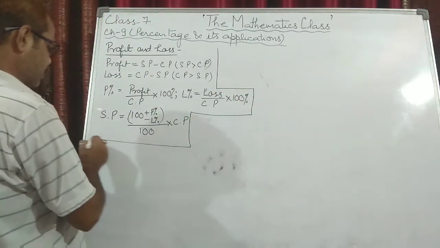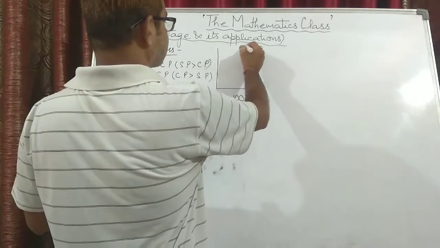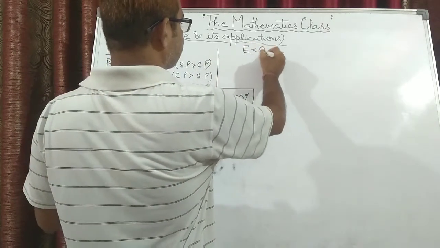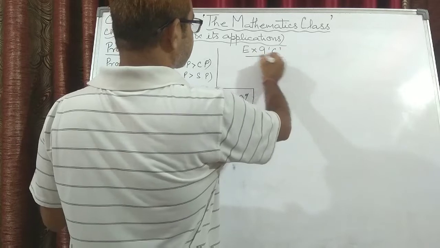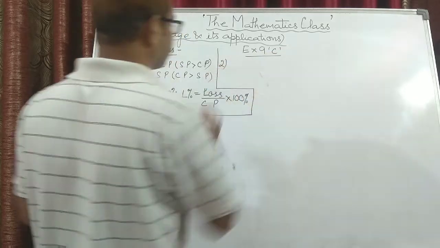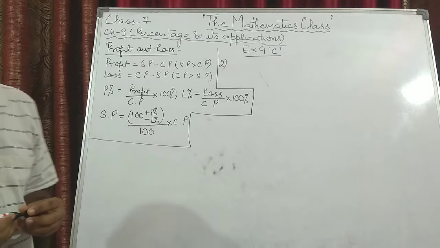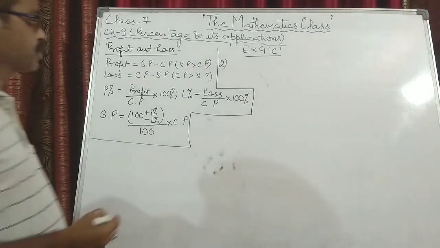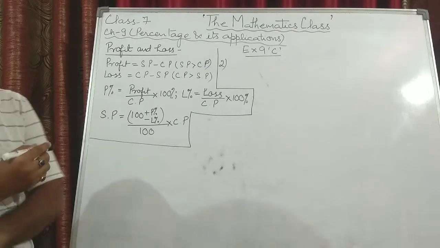Now we move on to the exercise. So exercise 9C. Let's start with the second question. Let's see what the second question is. A wristwatch was purchased for rupees 2000 and sold for 1800.